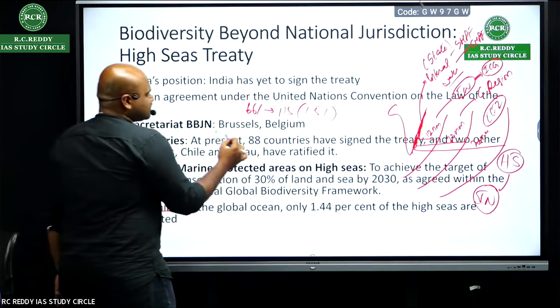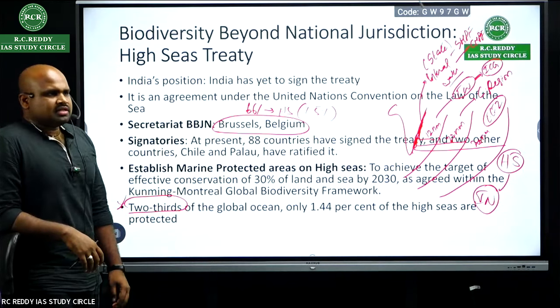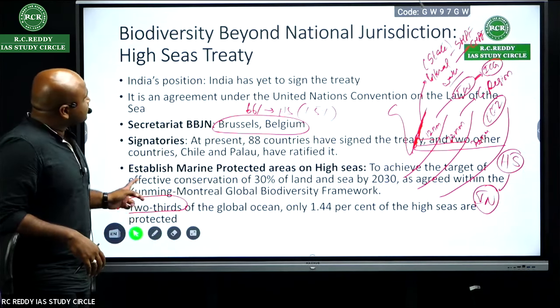Where is the secretariat present? Belgium. The secretariat for the High Seas Treaty is in Belgium. So that is one small understanding that you need to have.